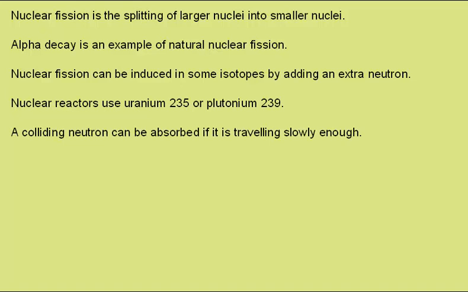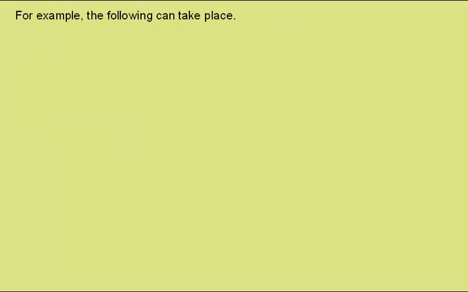A colliding neutron can be absorbed by the nucleus of uranium or plutonium if it's travelling slowly enough. For example, the following can take place. Uranium-235 absorbs a neutron to become uranium-236. This then immediately splits into lanthanum-146 and bromine-87, and also releases 3 free neutrons.